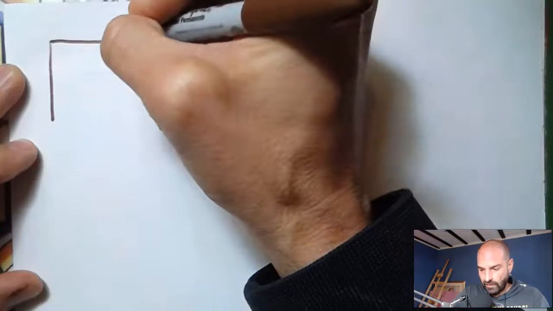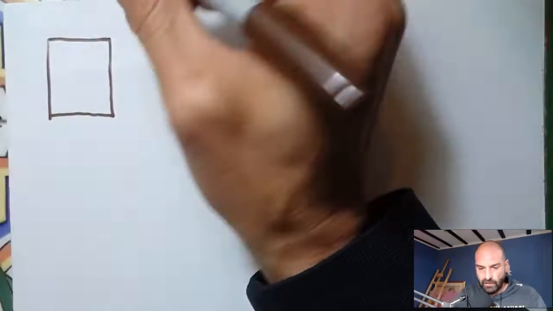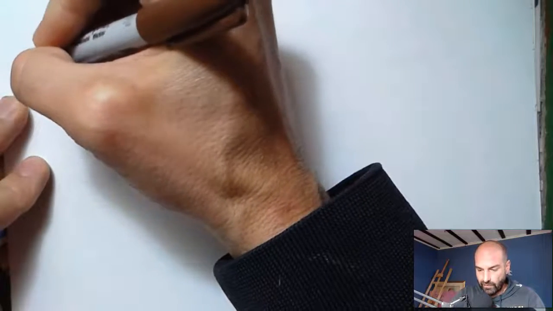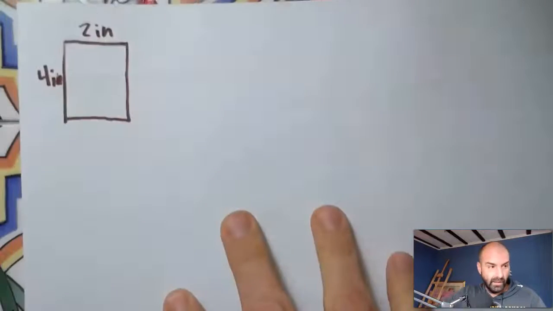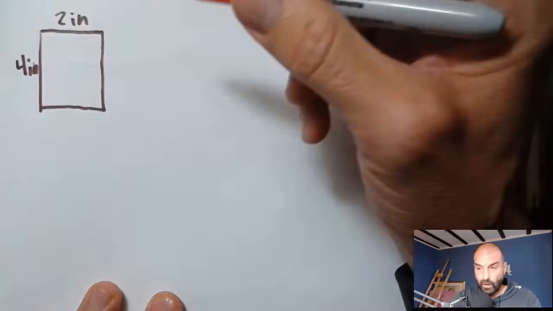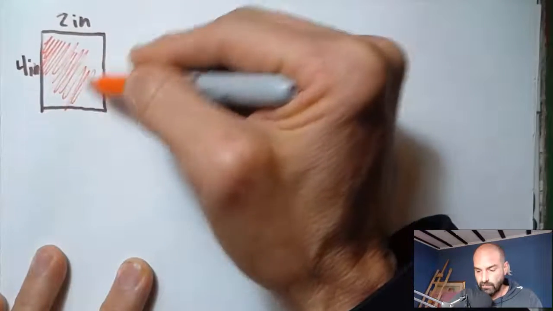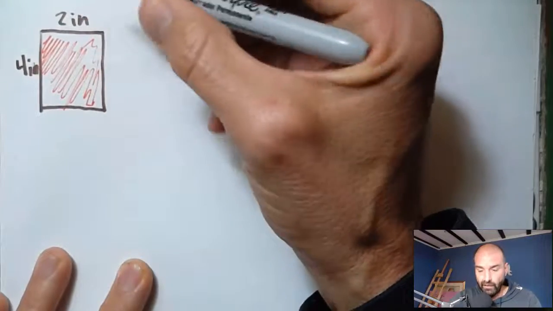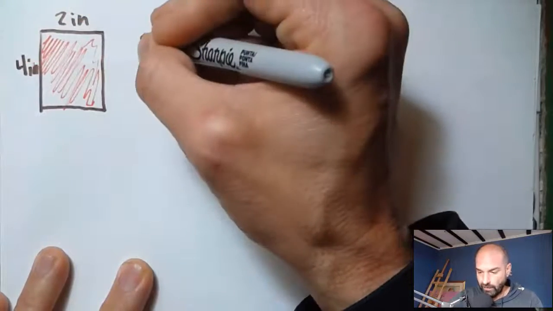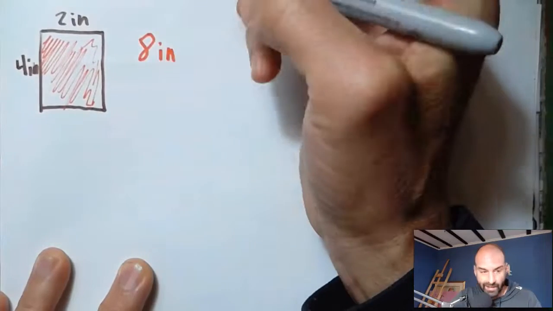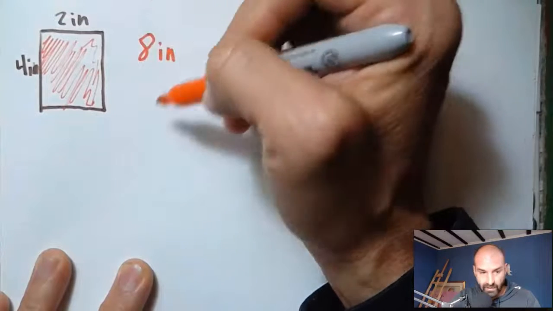If I have an area model and I say that this side is 2 inches and this side is 4 inches, what's going on inside here? How much is this area? We multiply 4 by 2 and we get an answer of 8. But it's not just 8, it's 8 inches. And it's not 8 inches, because 8 inches is a length.